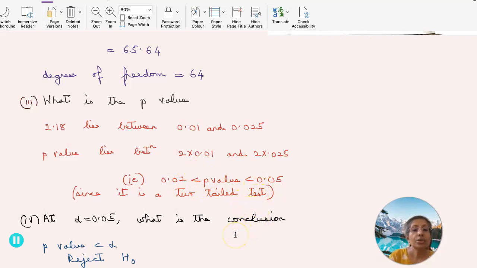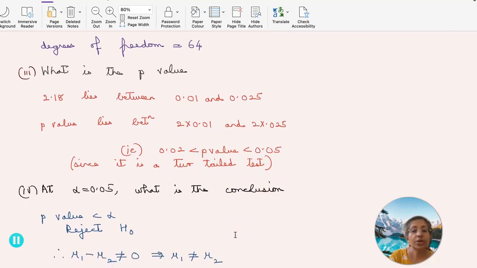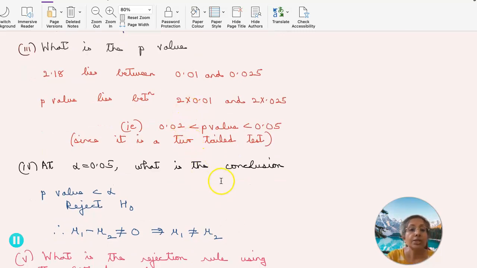Now at alpha equal to 0.05, what is your conclusion? The p-value is less than alpha, so we reject h0. So what is h0? Mu1 minus mu2 not equal to 0. So this implies mu1 not equal to mu2.